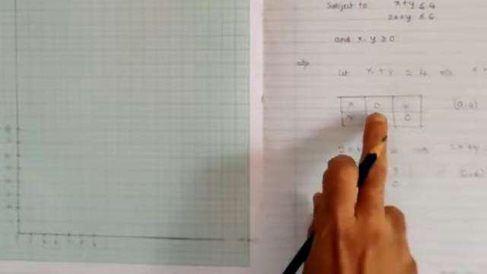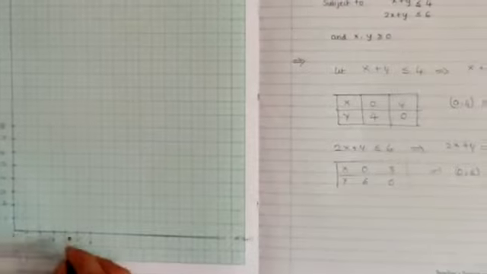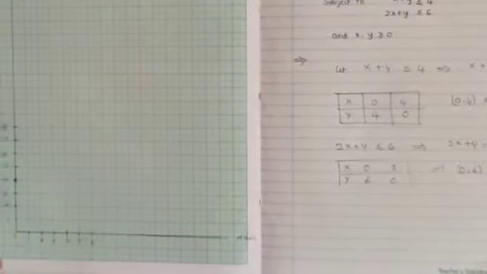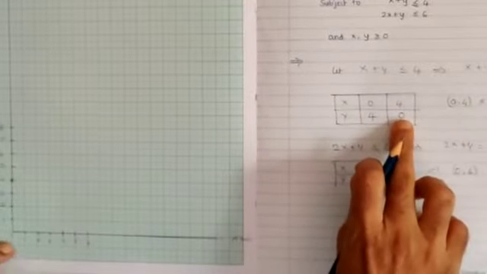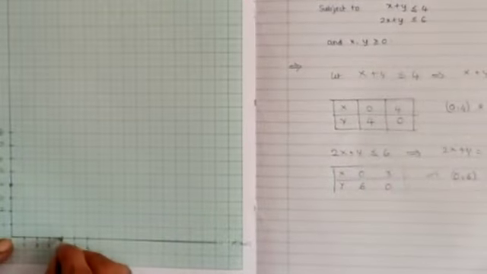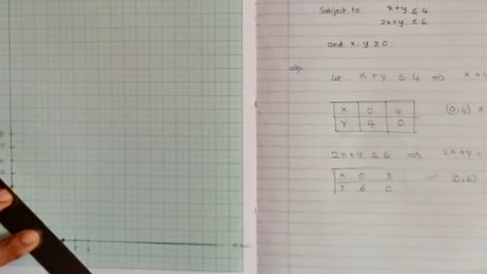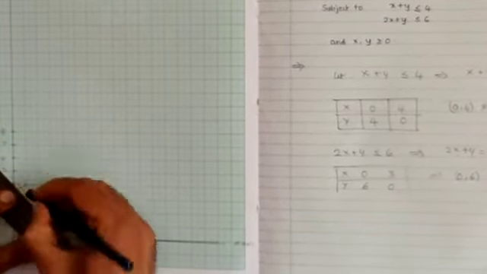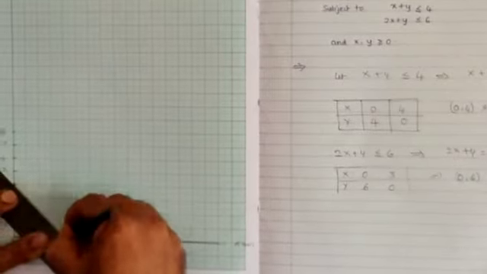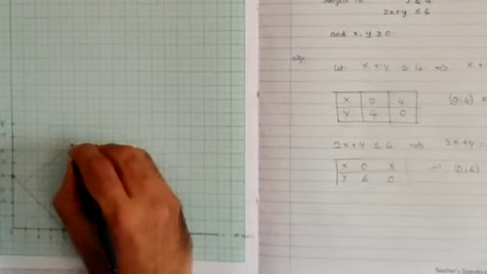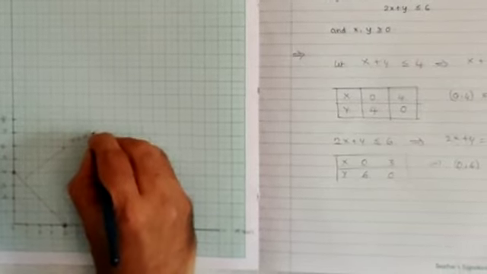First equation, see, when x equals 0, y will be 4. Mark a point here. Similarly, when y equals 0, x equals 4. See, first join these 2 points and call this inequality. As soon as you complete, you will get a straight line. Mark it: x plus y less than or equal to 4, inequality.